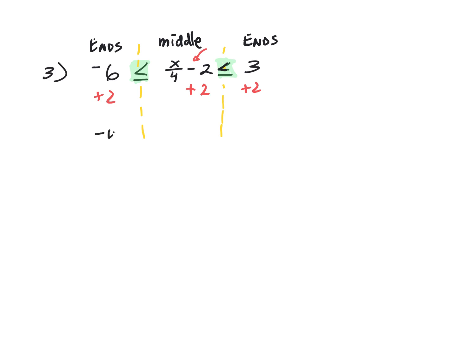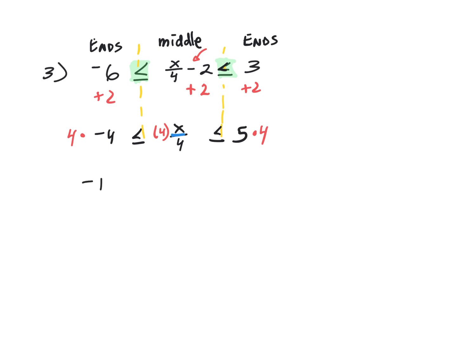That gives us -4 on the first end. That leaves us just x divided by 4 in the middle. And 3 plus 2 is 5 on the other end. And then if you're dividing by 4, don't we need to multiply by 4 to get x by itself? So if you multiply the middle by 4, you must multiply both ends by 4.